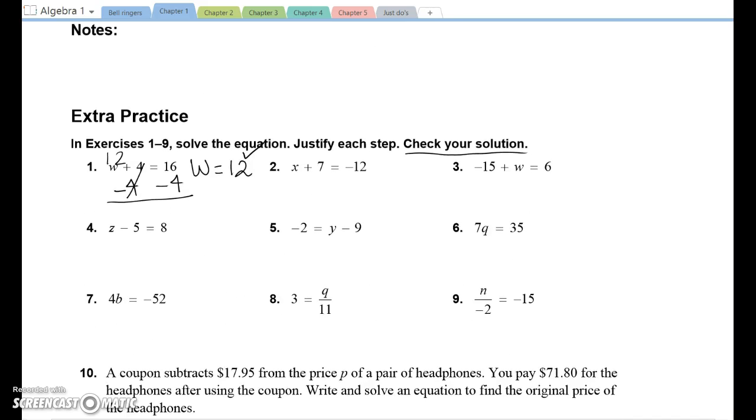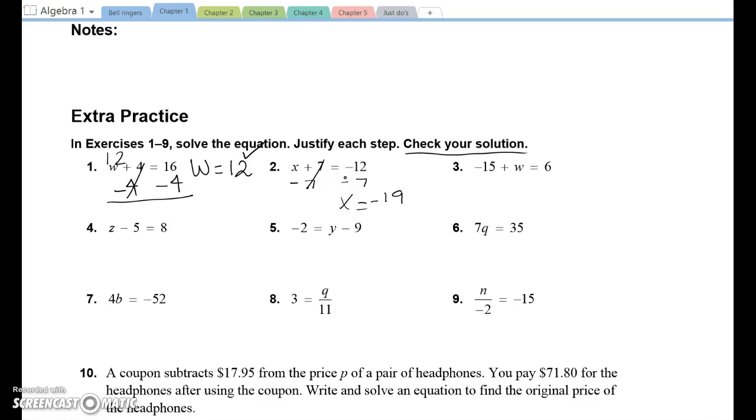Alright, so number 2, x plus 7 equals negative 12. So to undo a positive 7, you need to do the opposite. So you're going to subtract 7. Okay, so x, negative 12 minus 7, you're getting smaller. So you are at negative 19. Plug it back in, negative 19 plus 7. So since you're going to add 7 to negative 19, it's going to become larger, per se, but it's still a negative, so it's negative 12.